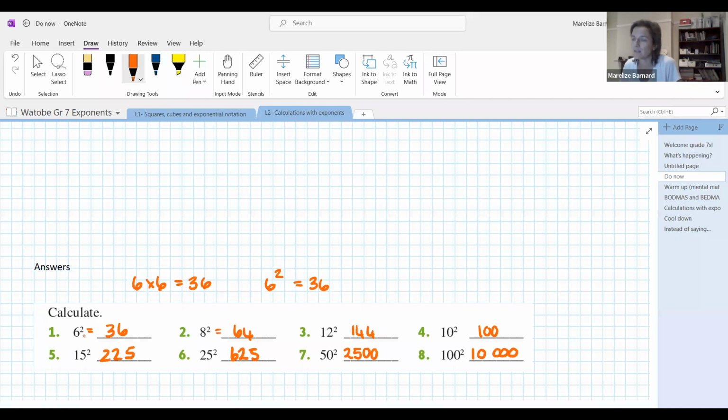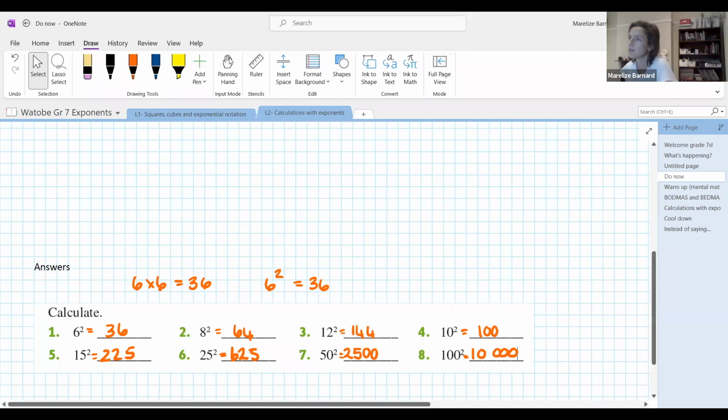8 squared is 64. 12 squared is 144, because it's 12 times 12. 10 squared is 10 times 10. It's 100. 15 squared is 15 times 15. It's 225. 25 squared is 625. Now, I don't know if anyone got this far, but 50 times 50 is 2,500, and 100 times 100 is going to give me 10,000. Okay, so that's just a quick recap of Monday.